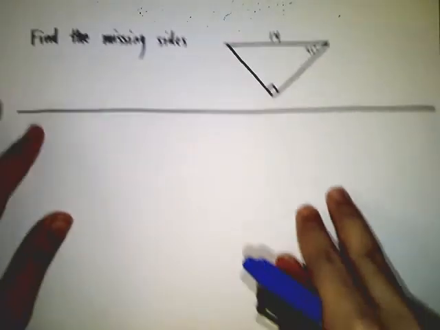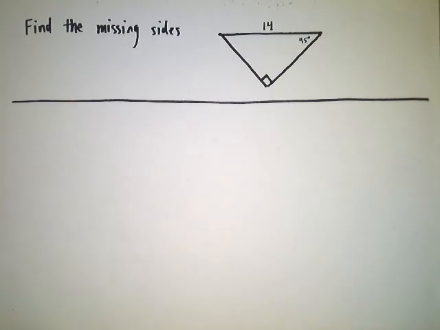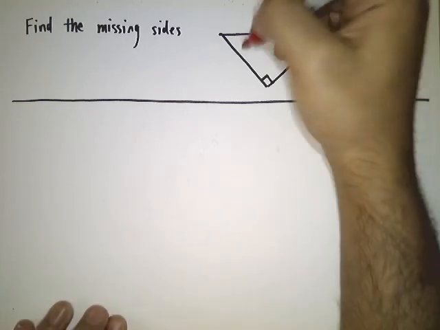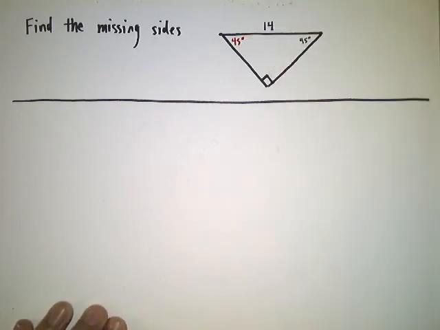Okay, last problem. Let's do this up real quick. We want to find the missing sides of this right triangle. First of all, let's figure out what we know. We have a 90-degree angle, and we have one 45-degree angle. That tells us that the other angle is actually also 45 degrees.